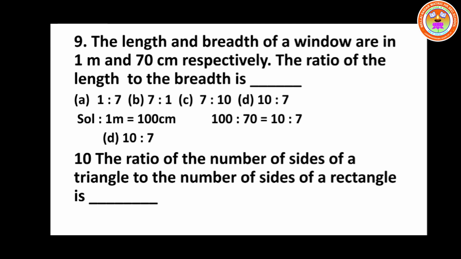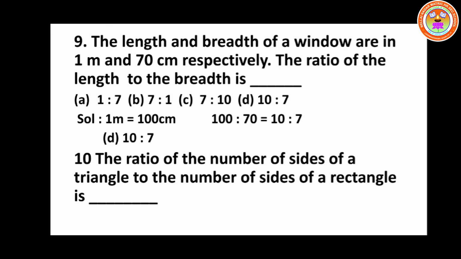So the solution: 1 meter is equal to 100 centimeter. You have to convert what is given, the first one, 1 meter and 70 centimeter. Convert that 1 meter into 100. So, you will be getting 100 is to 70. As I told you, you can write 100 divided by 70. From the numerator and the denominator, you can cancel 10 10. So, your answer is 10 is to 7. So, option D is your answer. What is your option D? 10 is to 7.